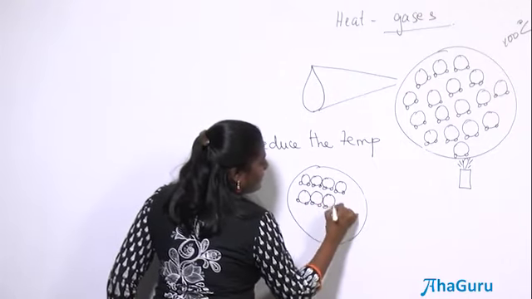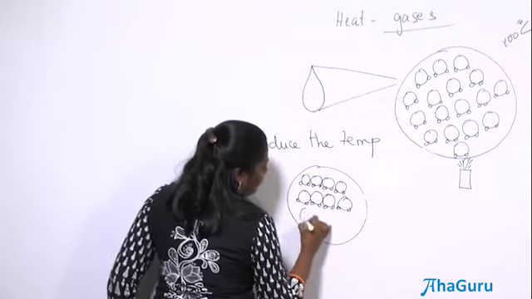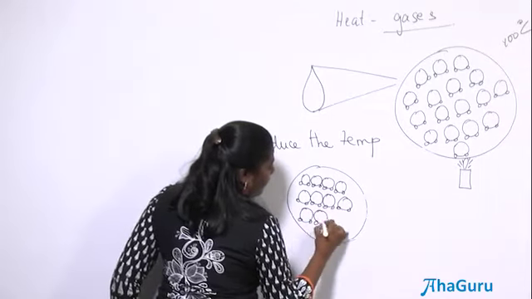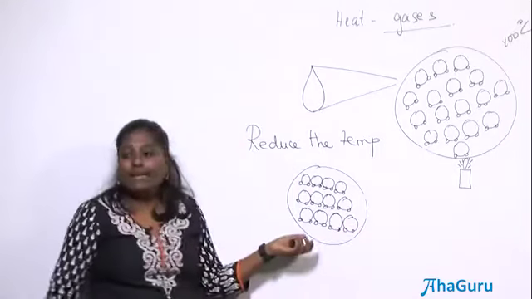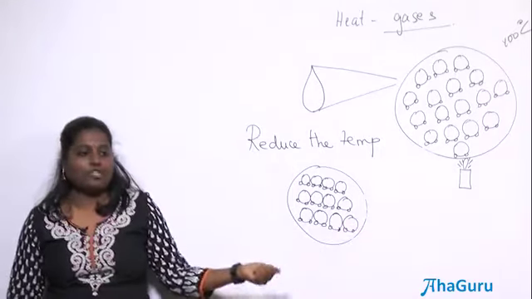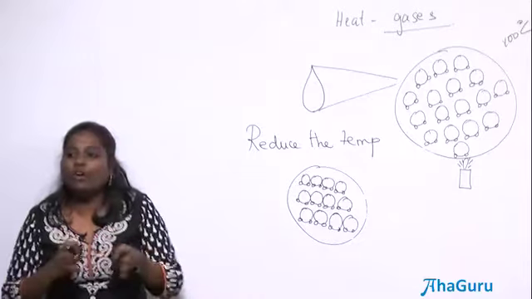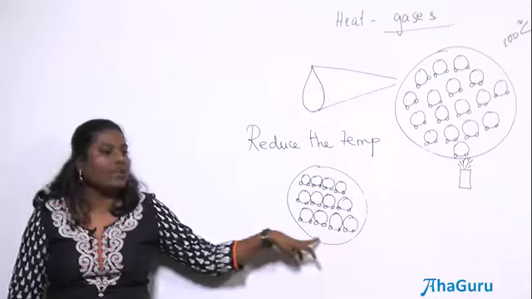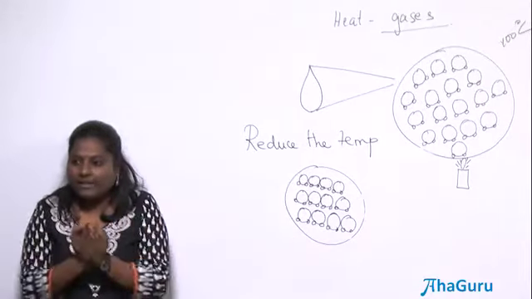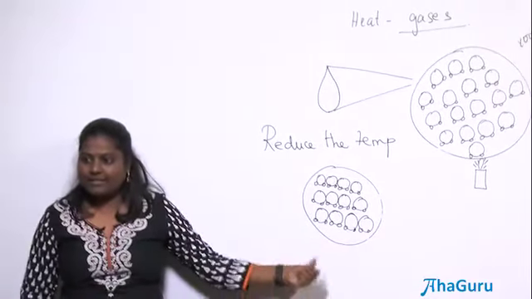Okay, is it correct? So when I reduce the temperature, you are saying it is going to move slowly. So when it moves slowly, I can say it is arranged very closely and the volume would decrease. Is that right? Is this the correct picture?